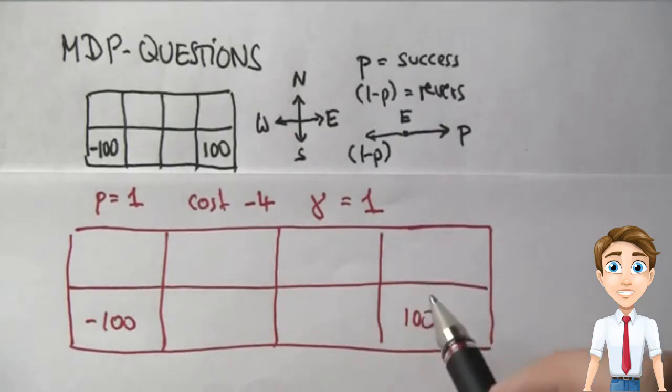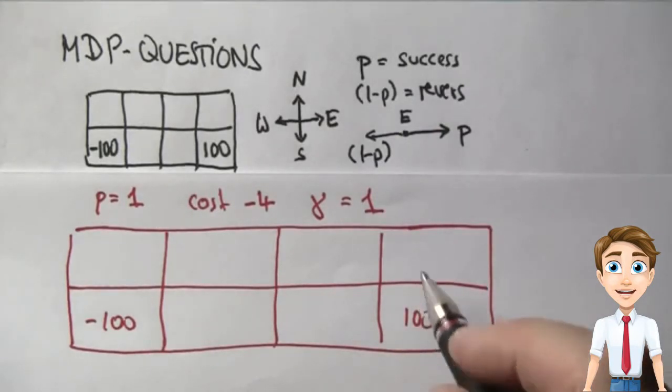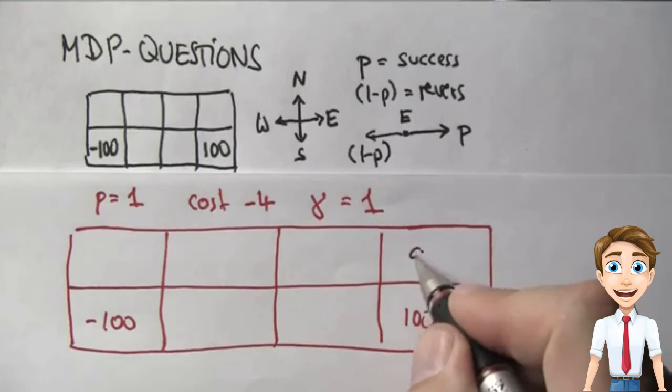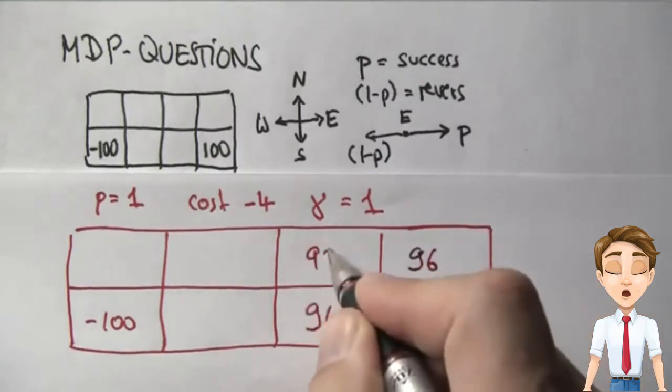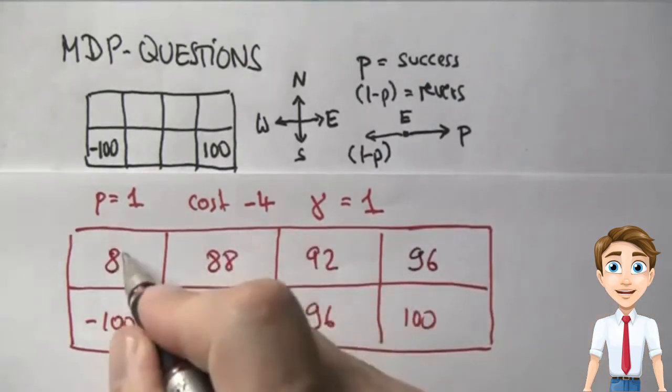And the answer is obtained by looking at the nearest value minus 4, which gives us 96 over here, 92, 88, and 84.